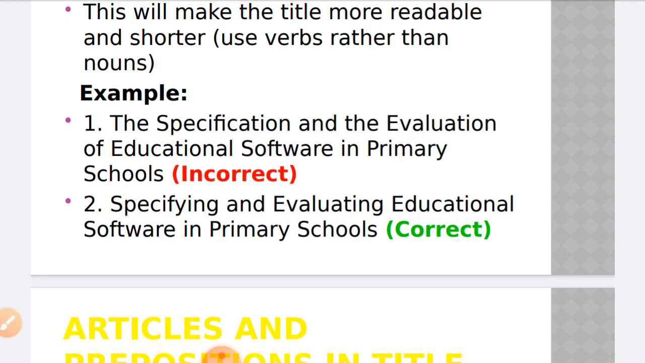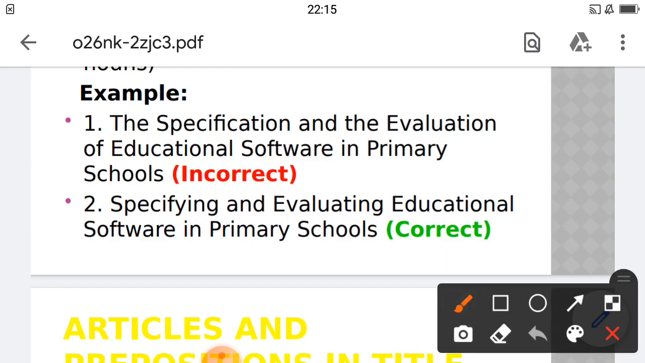The same thing written in a different manner, specifying and evaluating educational software in primary schools. This second title seems to be more appropriate as well as shorter.